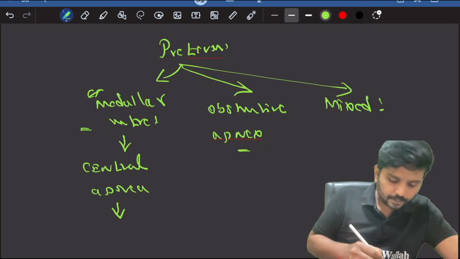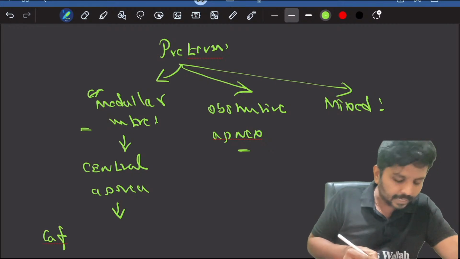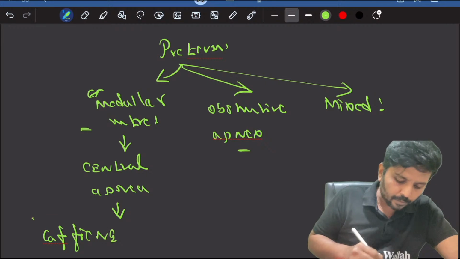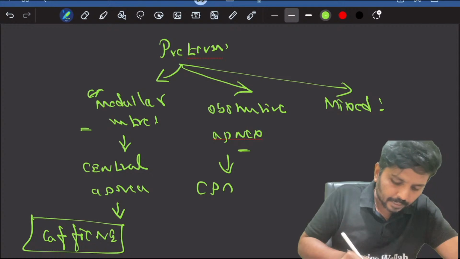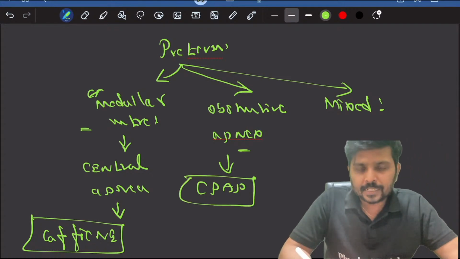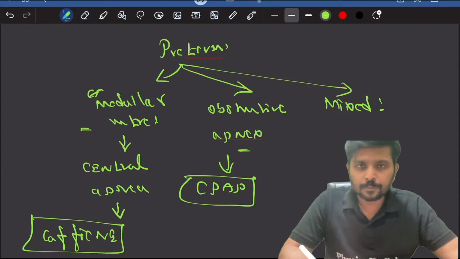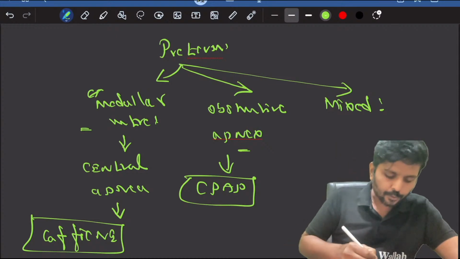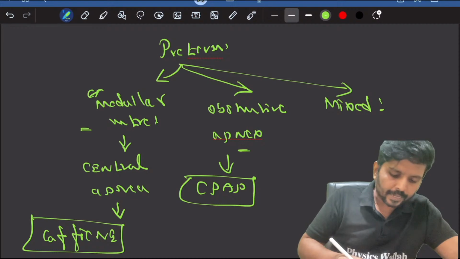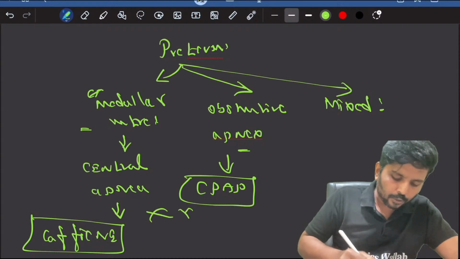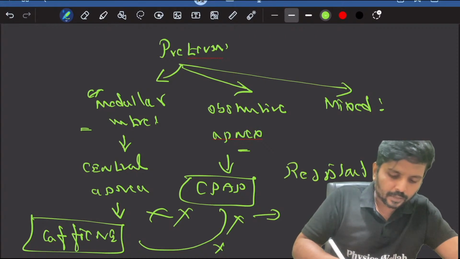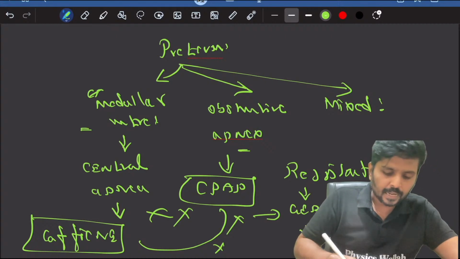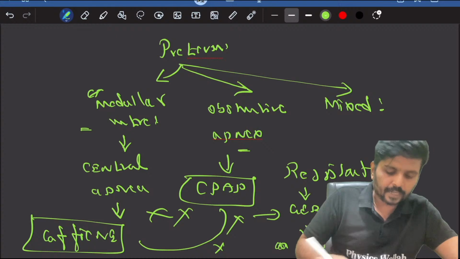Central apnea, the management is caffeine. My dear friends, the management is caffeine. Caffeine is the one which stimulates the medullary center. Obstructive apnea can be managed by means of CPAP. So what does it mean? The maximum treatment that you need to give with respect to apnea of preterm is caffeine and CPAP. Sometimes they will not respond to both caffeine and CPAP, that is called resistant apnea. In that instance, you need to suspect gastroesophageal reflux and you need to start a proton pump inhibitor.